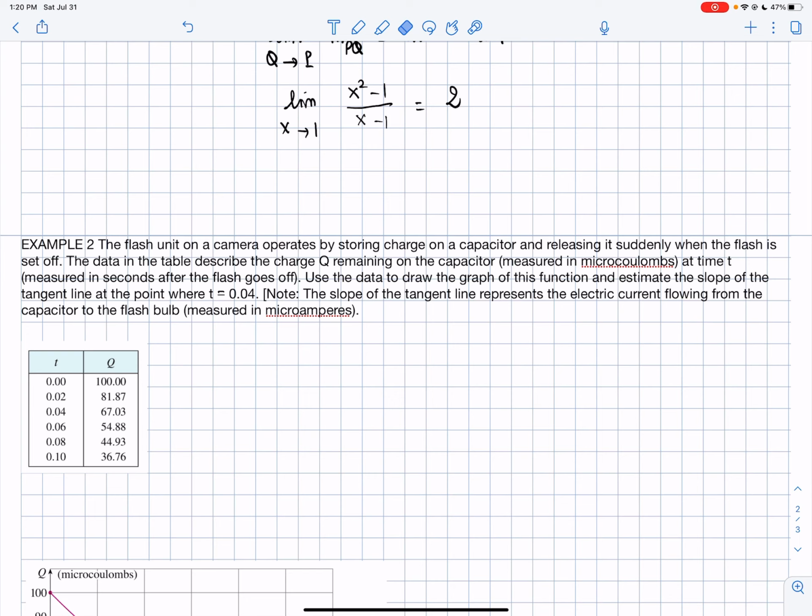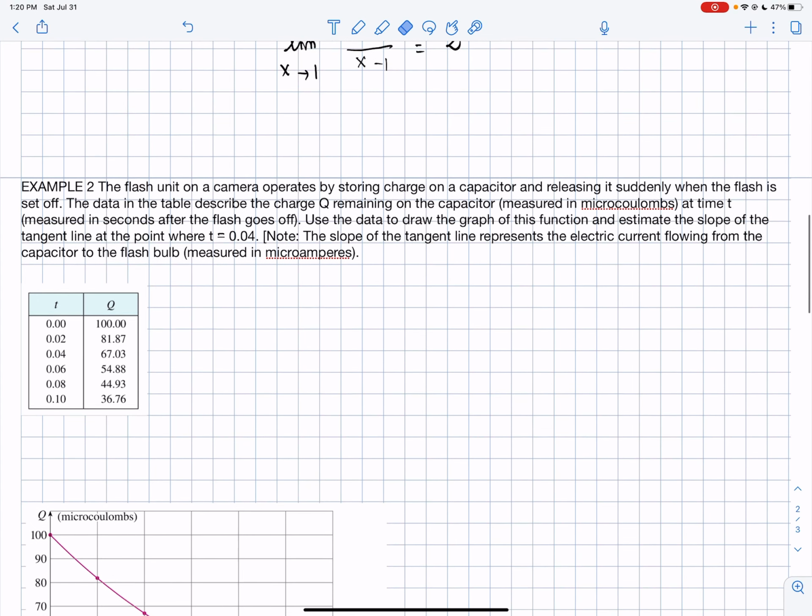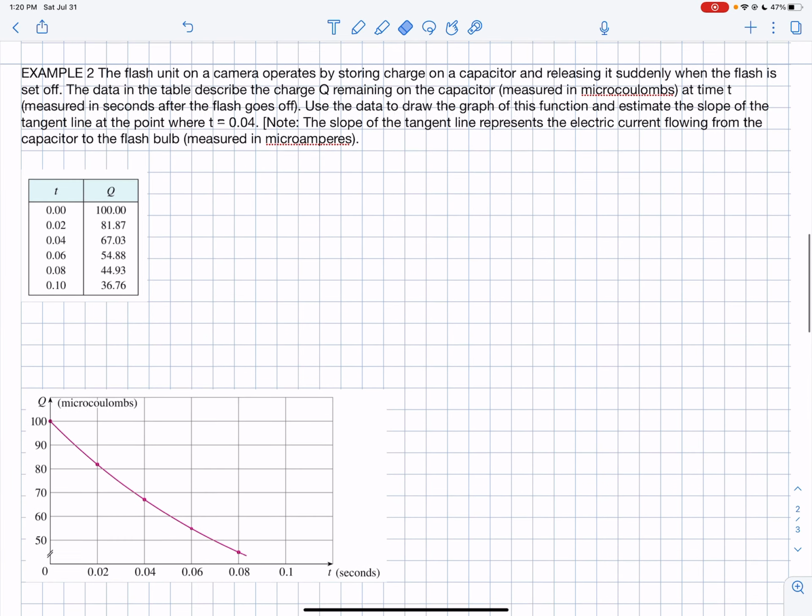The problem gives us the table with the t and the Q. We will graph by plugging in the points. We will use the x-axis for t and the y-axis for Q. We plug in 6 points and we connect them. We will get the graph below.